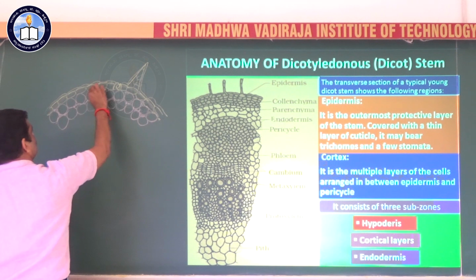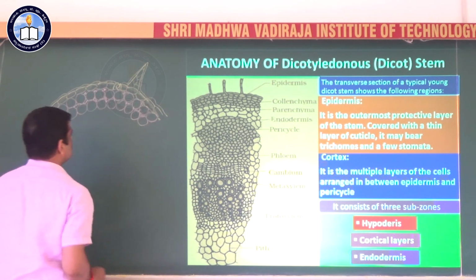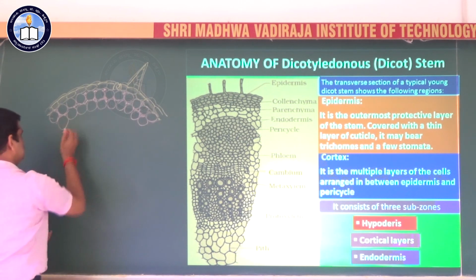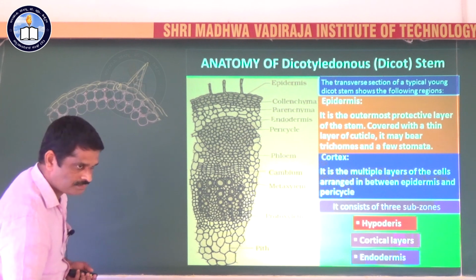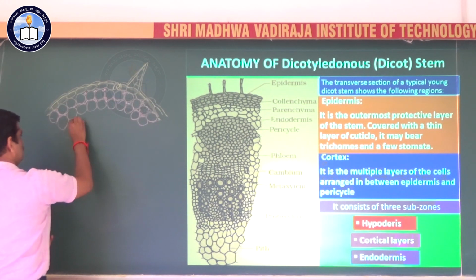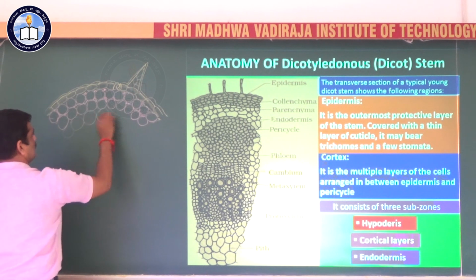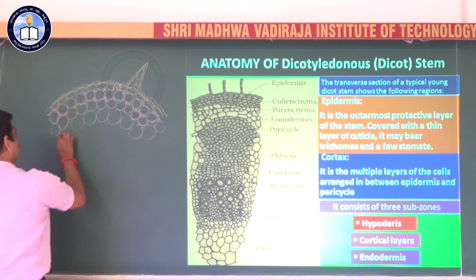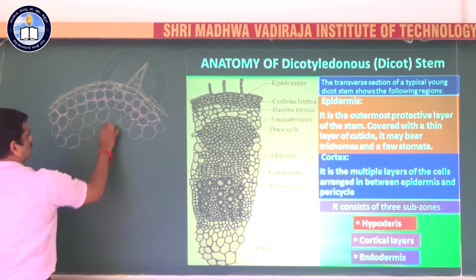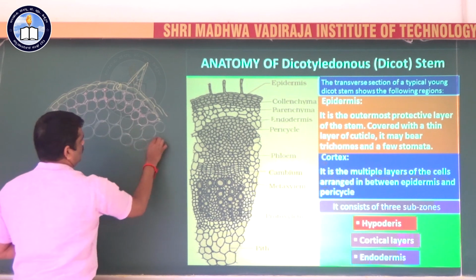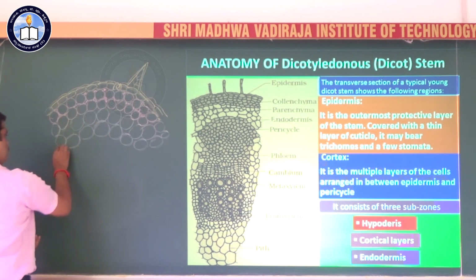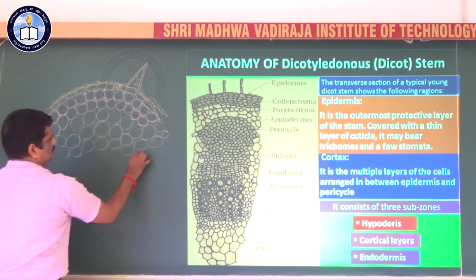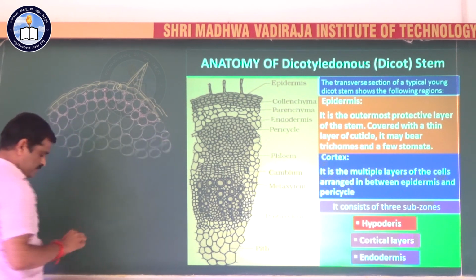This cortex is divided into three subzones. One is the hypodermis, another one is the cortical layers made up of thin walled parenchyma cells with intercellular spaces. Innermost layer of the cortex, that is the endodermis.